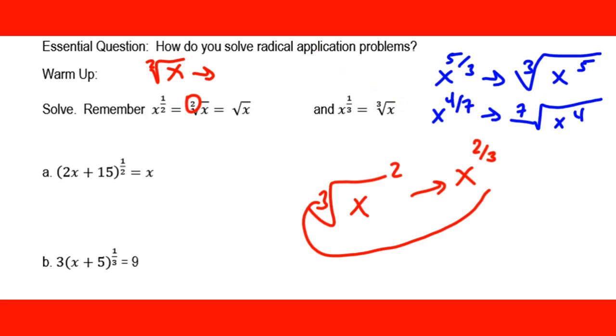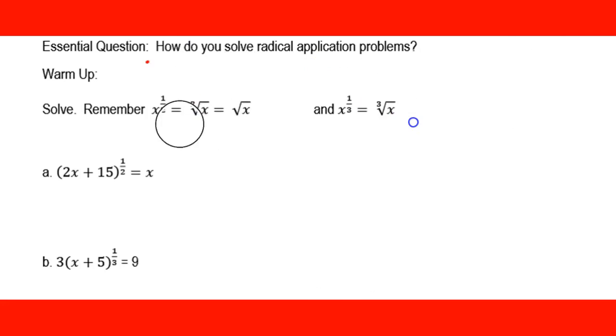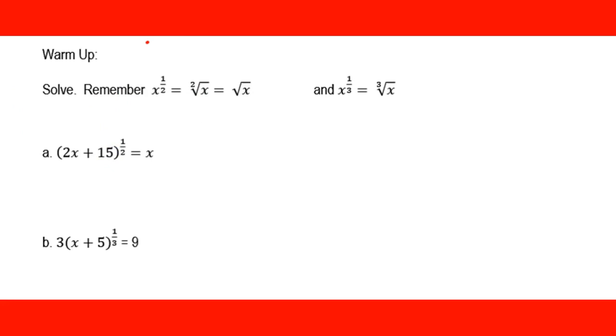The reason I'm doing all that is because I wanted to review this concept before we tackle this. So what we want to do is see how this is the 1/2. Well, 1/2 is the same thing as square root, right? So how do you get rid of the square root on both sides? Like if this was 2x plus 15, you would square to get rid of the square root. So we do the same thing. We square this side, which means we square this side. So the 1/2 and the square cancel.